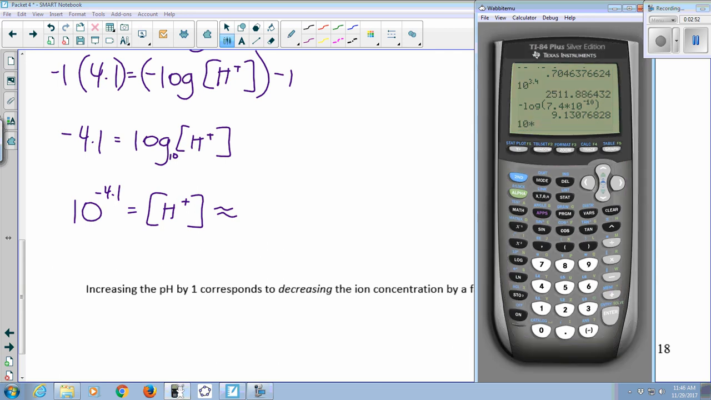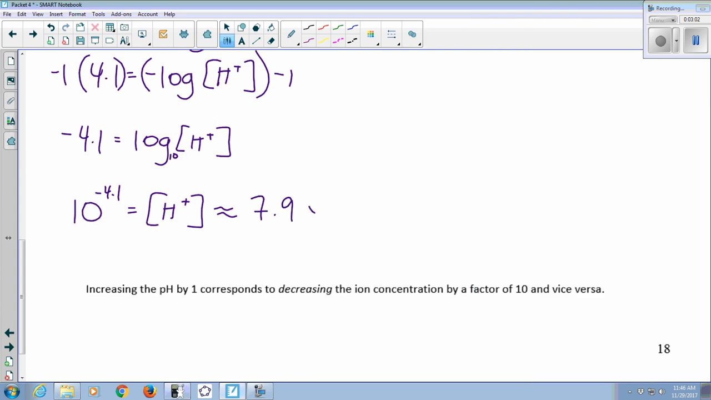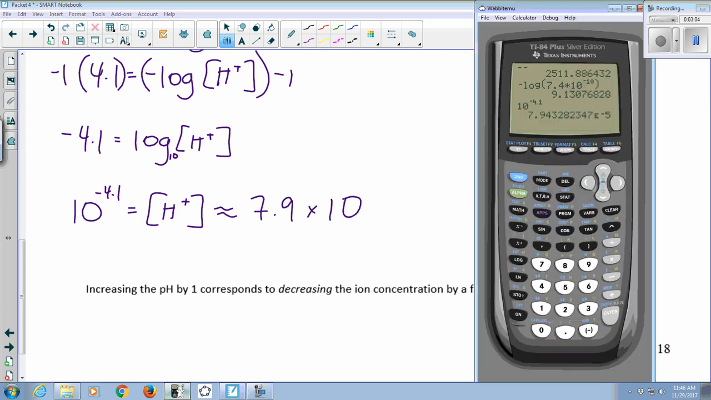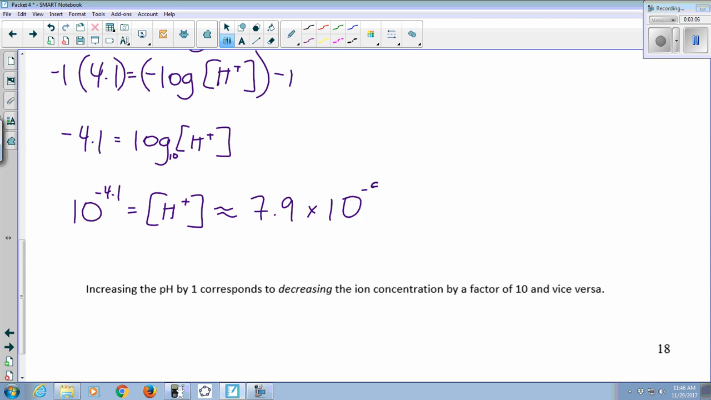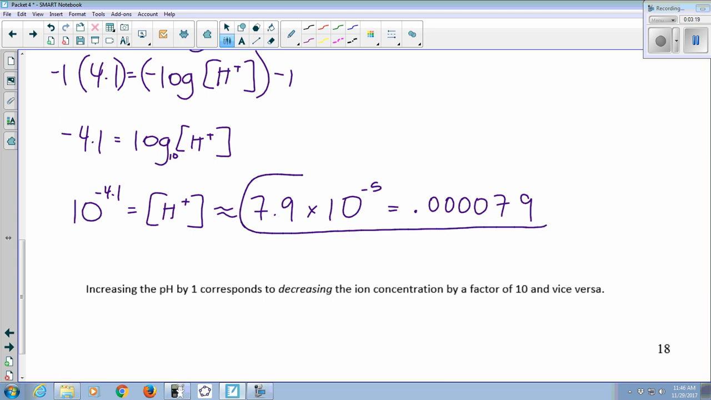so that I can write it in scientific notation, which is 7.9 times 10 to the negative 5, which just means move your decimal point 5 places to the left, so I have 0.000079. Either of these would be acceptable.